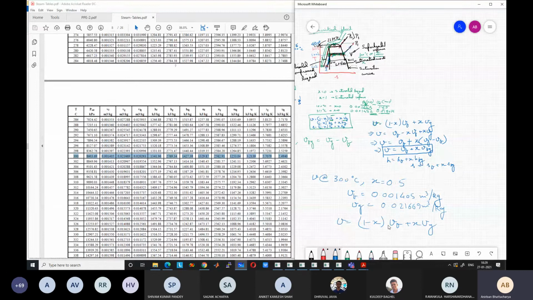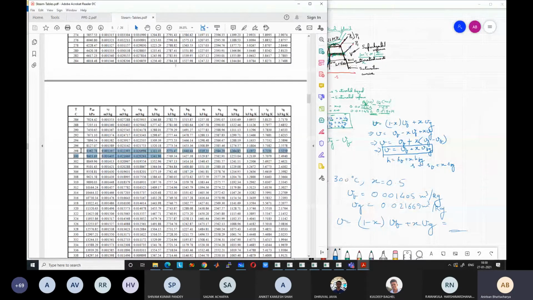So like this we can find. If somebody wants you to find the enthalpy at 300 degrees centigrade, quality of 0.5, again, you can find the value of HF for 300 degrees centigrade. HF is 1341 and Hg is 2769. So accordingly, you can find what is H. Okay. Any questions up to this point?